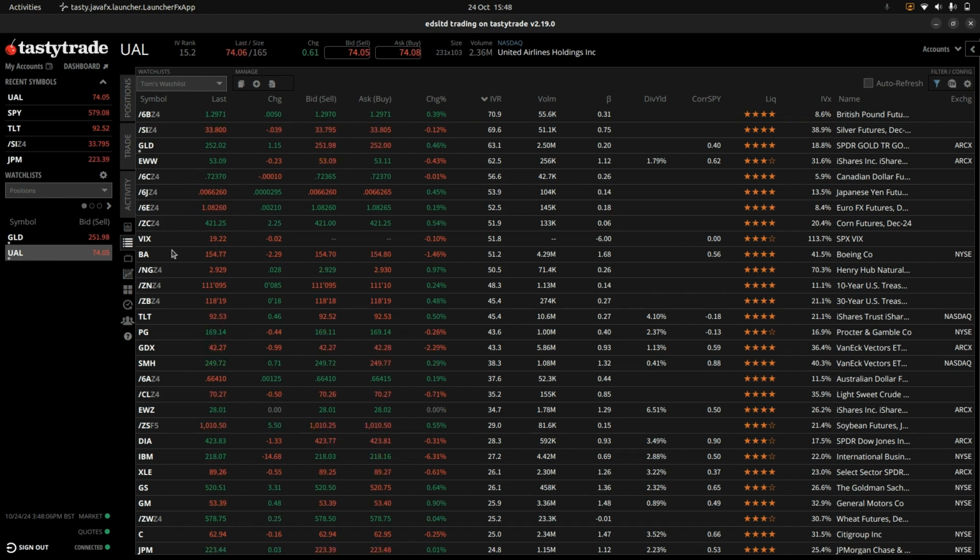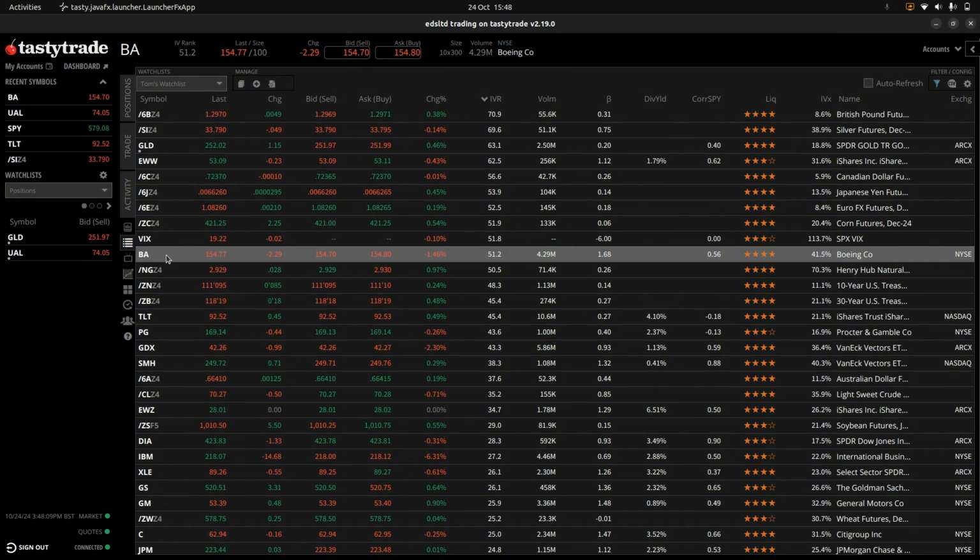The first thing that sticks out to me is BA. We have already got a position on UAL. So we wouldn't actually be looking to put this position on a BA in this specific portfolio. However, I have a feeling that we'll be able to collect a nice premium relative to the size of the underlying here. It's got an absolute IV level of 41.5%, IV rank of 51.2. It's trading at just under $155 a share.